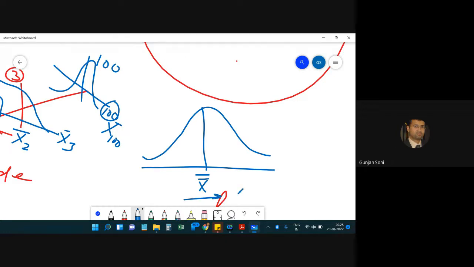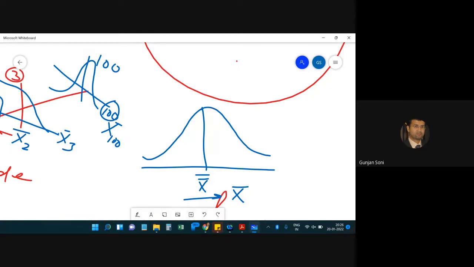On the x-axis you will be plotting x bar. This is very important. On the x-axis, if you are plotting x bar, that is for 100 different means which you have got for 100 different samples, you will get a normal distribution. That means the means of different samples are normally distributed. That's why the word is normal. So this is the meaning of the central limit theorem.